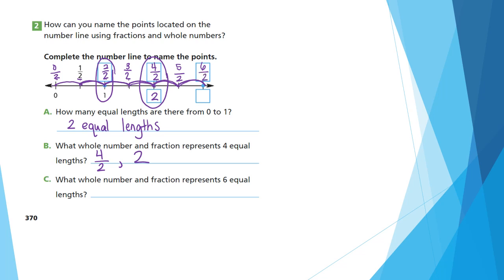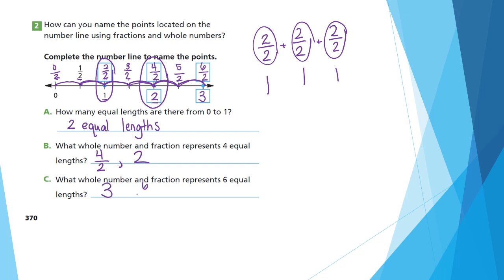And if we look at our whole numbers, we were at 1, and then 2, and then 6 halves would be 3 wholes. So 3 wholes looks something like that. We know that 2 halves equals 1 whole, 2 halves equals 1 whole, and 2 halves equals 1 whole, so we have 3 wholes. And 3 wholes, or 6 halves, represents 6 equal lengths.